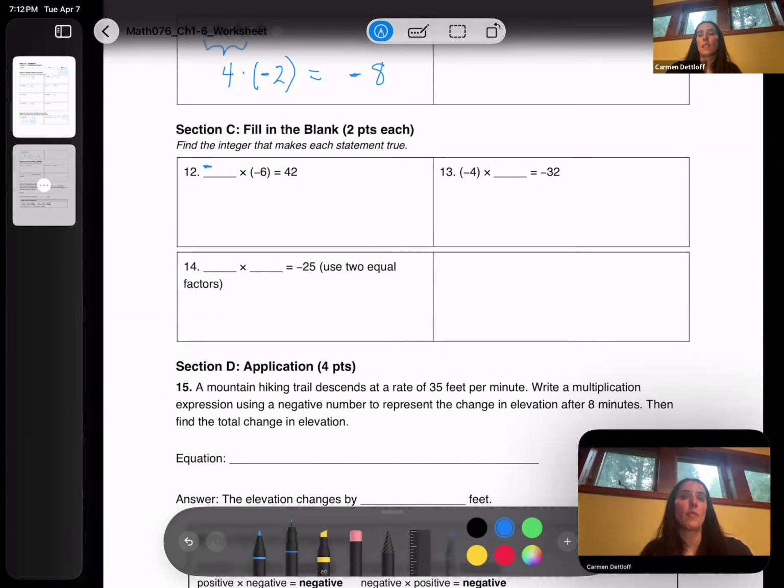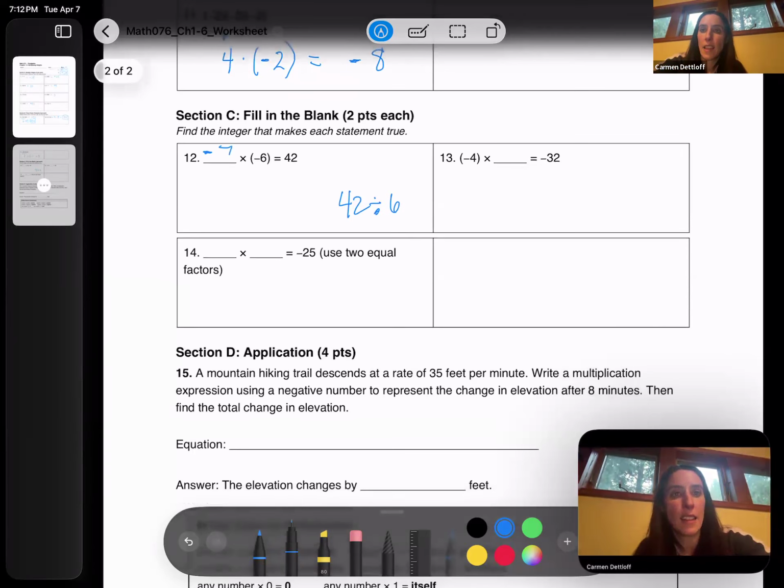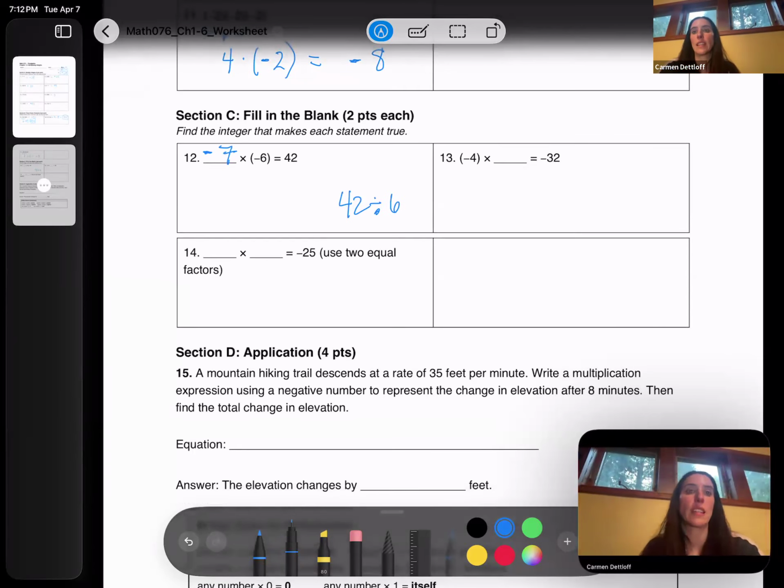And what number times 6 equals 42? If we're not sure, we could do in our calculator 42 divided by 6. Or if you do know your math facts or you put in your calculator, either way, 42 divided by 6 is 7. So my answer is negative 7.